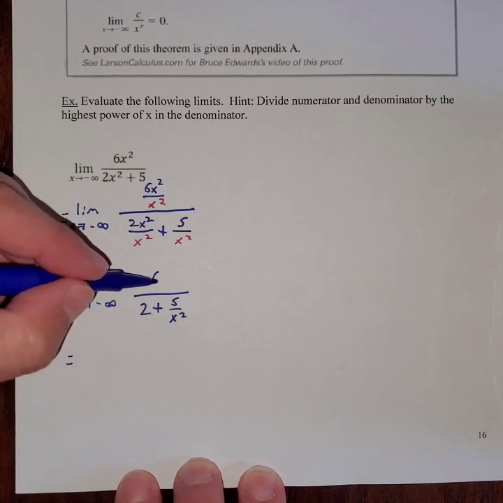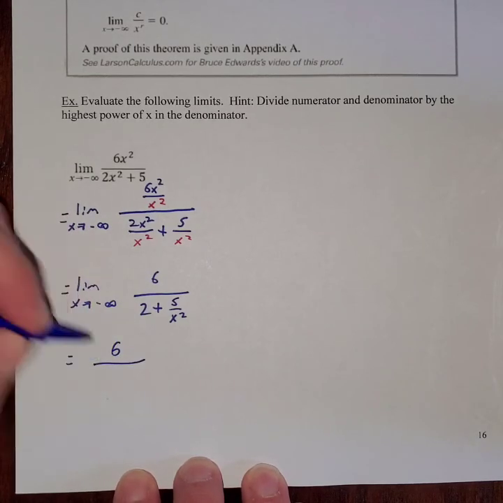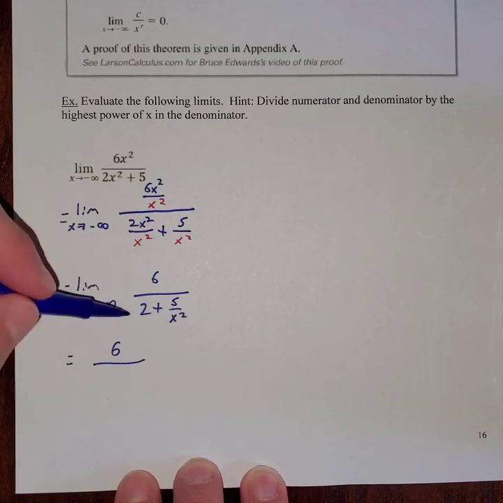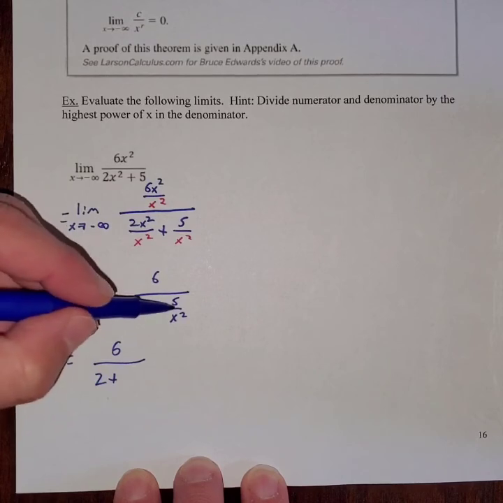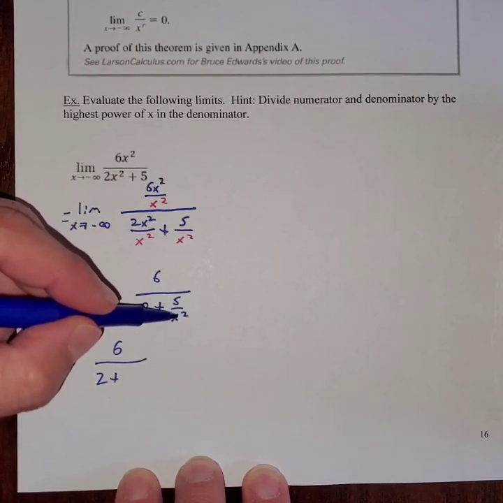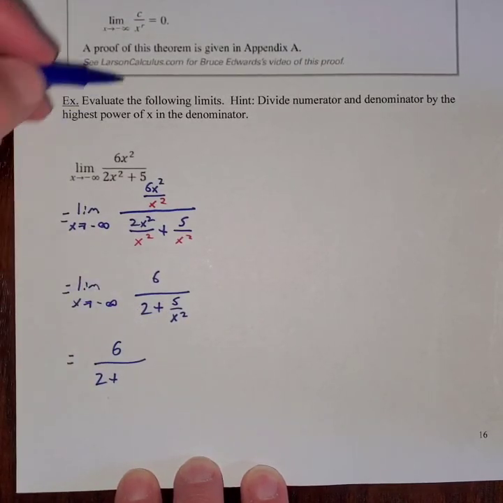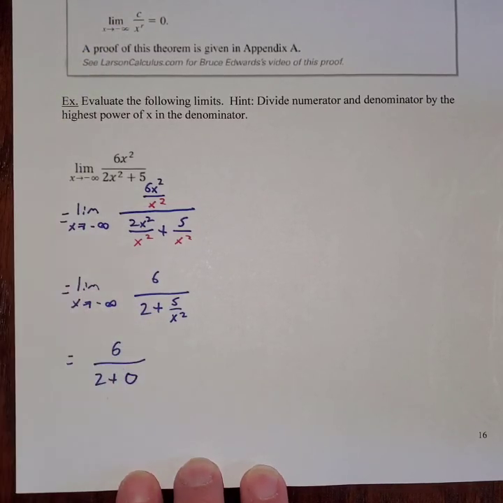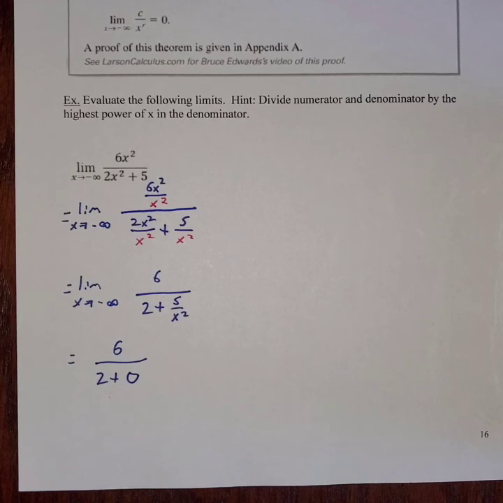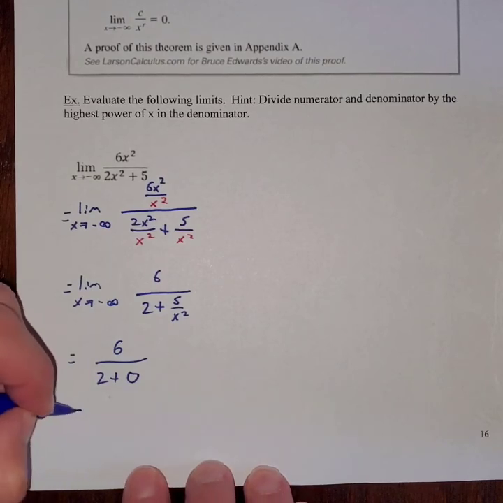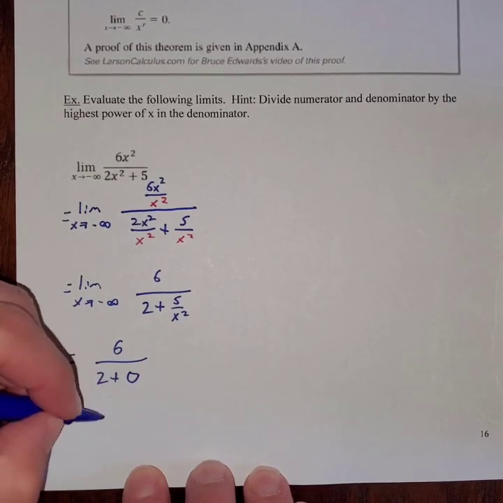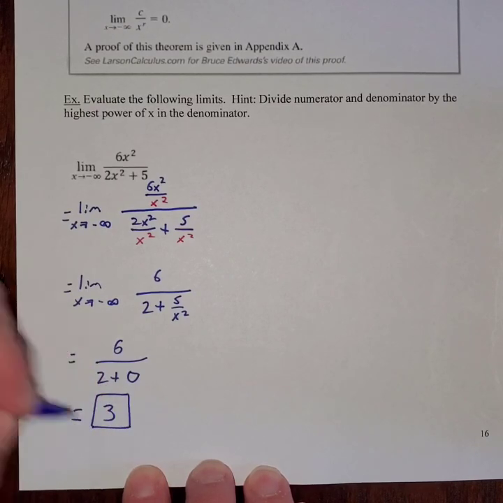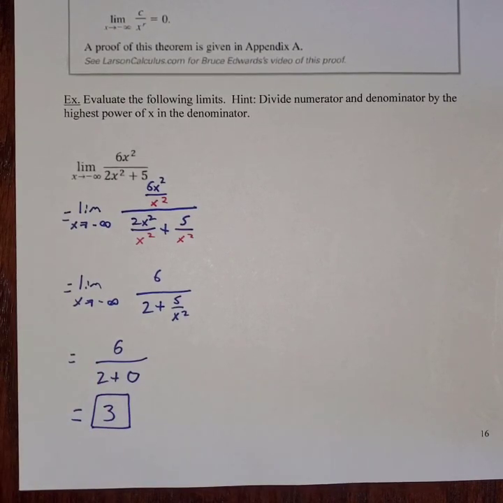The limit of a constant is the constant. So I have 6 over. And then when I do the limit of the bottom, I do the limit of each part. So limit of 2, and then the limit of 5 over x squared as x goes to negative infinity. That's what our theorem talks about. So the limit of that is 0. So I can say this limit is equal to 6 over 2 plus 0, which is 6 over 2, and that gives me a value of 3. So this is what the limit is equal to as x is approaching negative infinity.